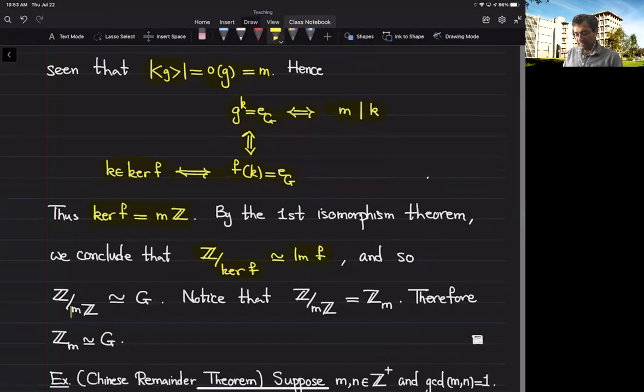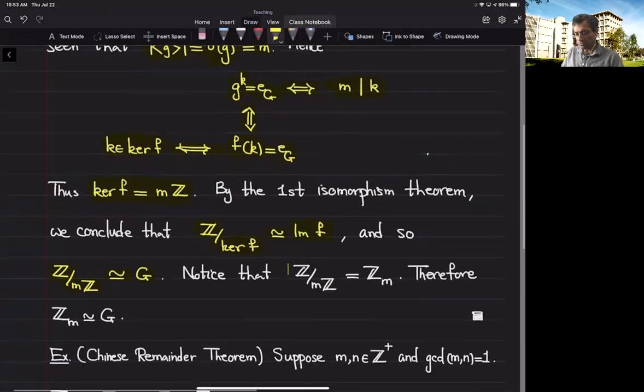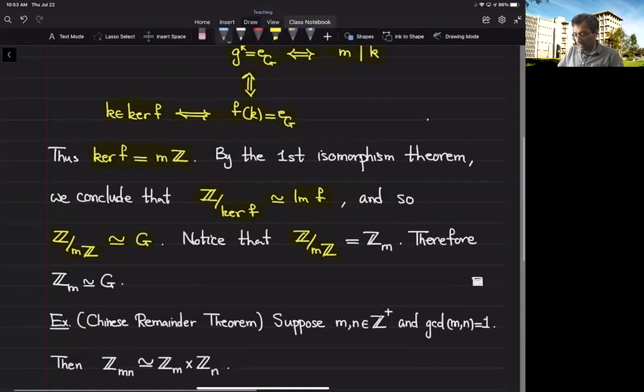The kernel of f is mZ. The image of f is the entire cyclic group G. So Z modded by mZ is isomorphic to G. Now, what is the factor group of Z by mZ? Every element of this is a left coset. Every element looks like this, x plus mZ. This is the set of this arithmetic progression.